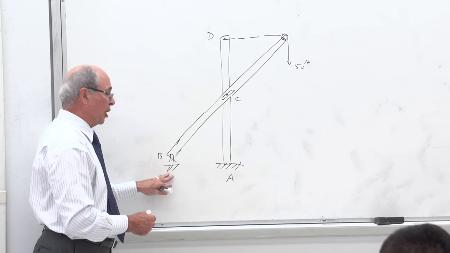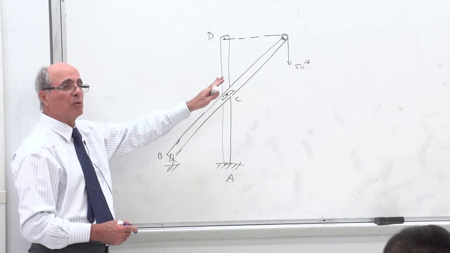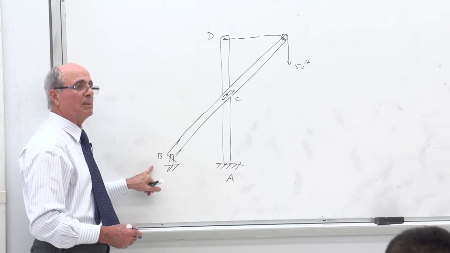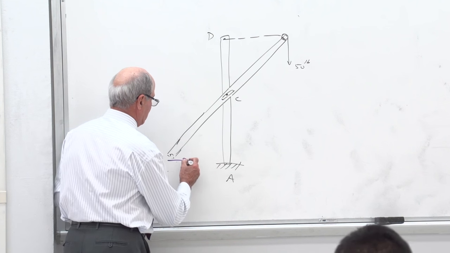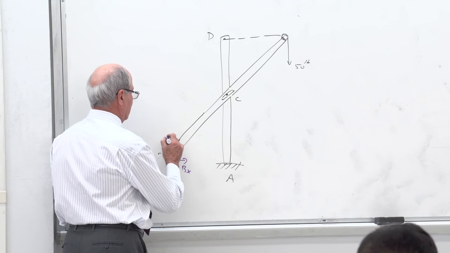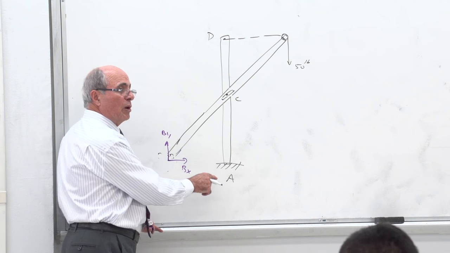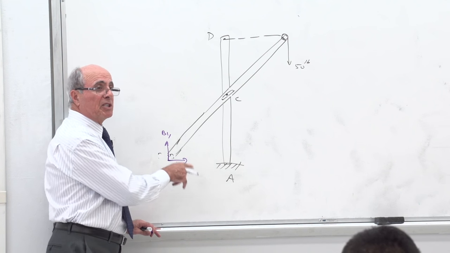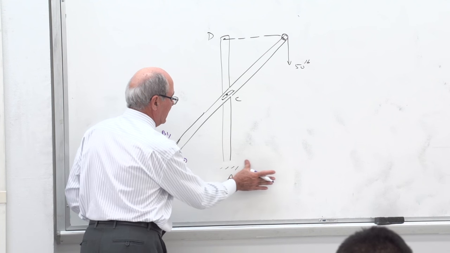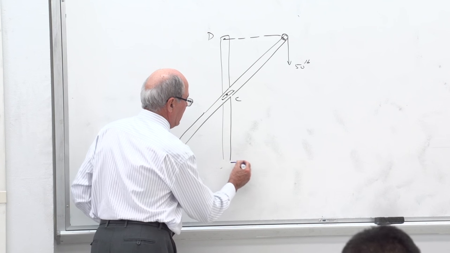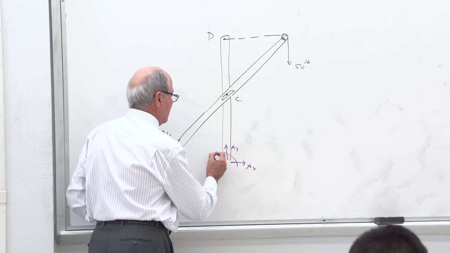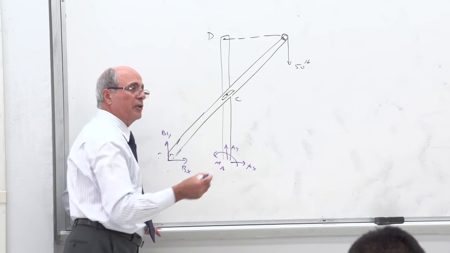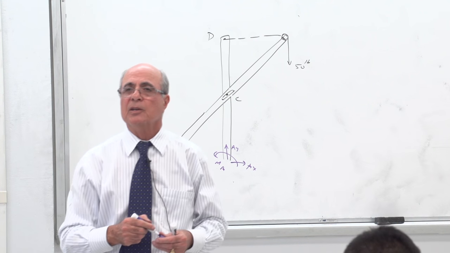Now, how many reactions do you have here? No, this is not a roller. This is a pin, and this is not a two-force member. Remember that. So you have here BX and BY. That's the first one. How many unknowns do you have here? Three, because it's a fixed support: AX, AY, and MA, correct? No, five unknowns. Obviously, it is not solvable.